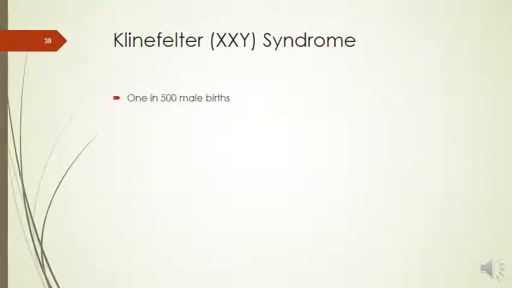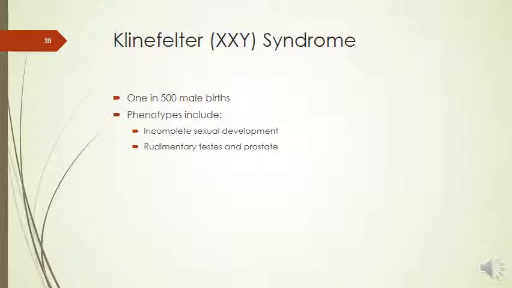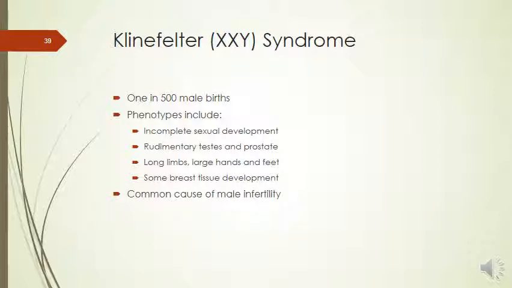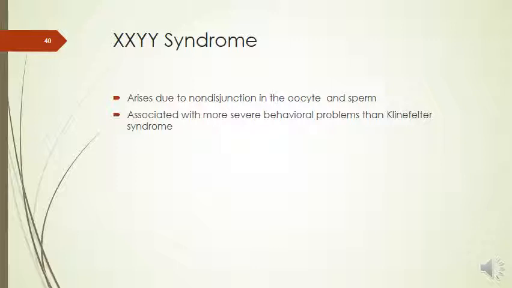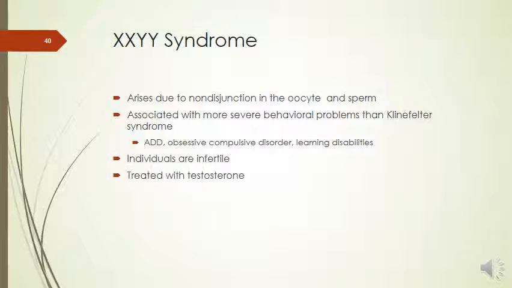Klinefelter XXY syndrome occurs in 1 in 500 male births. Phenotypes include incomplete sexual development, rudimentary testes and prostate, long limbs, large hands and feet, and some breast tissue development. It is a common cause of male infertility. XXYY syndrome arises due to non-disjunction in the oocyte and sperm. It's associated with more severe behavioral problems than Klinefelter syndrome. ADD, obsessive-compulsive disorder, and learning disabilities are associated with this syndrome. Individuals are fertile, and they can be treated with testosterone.